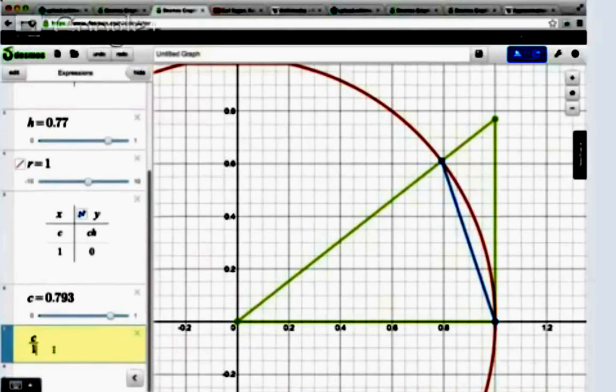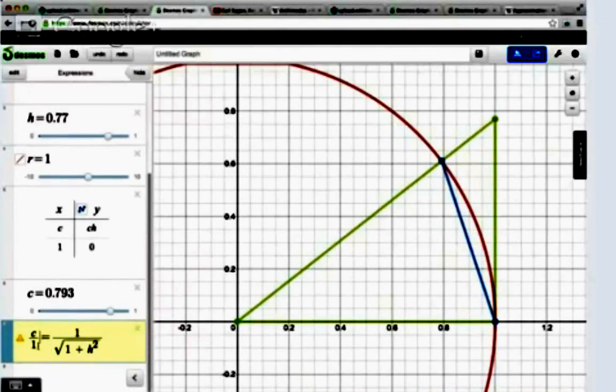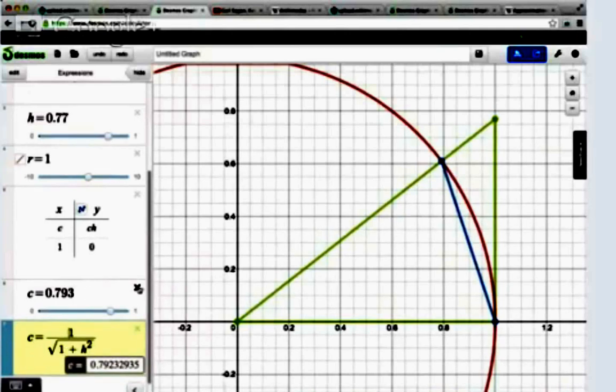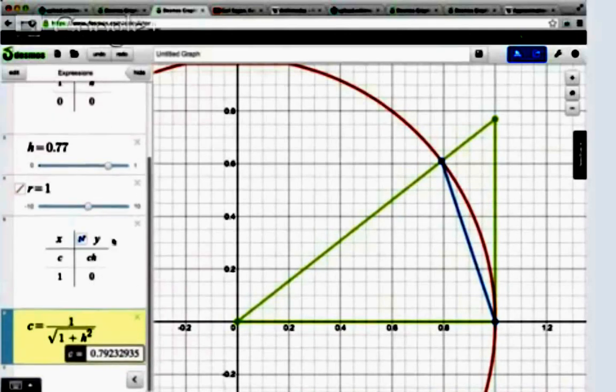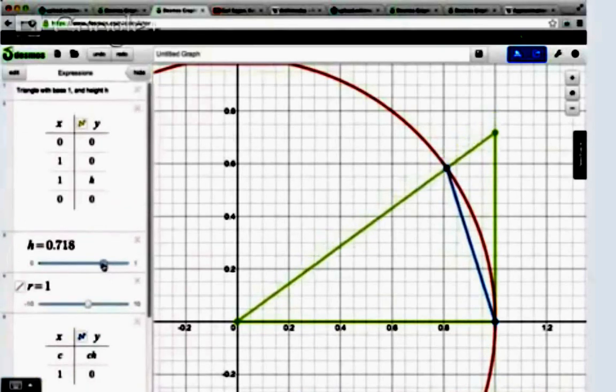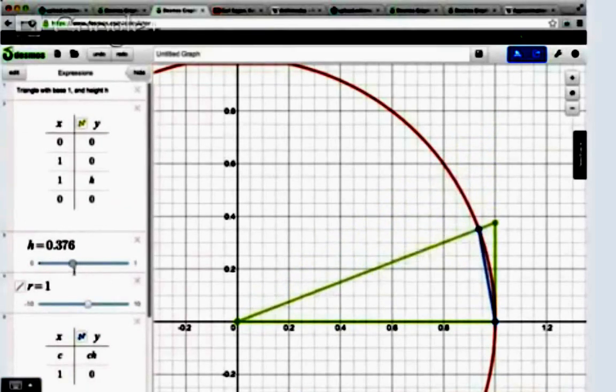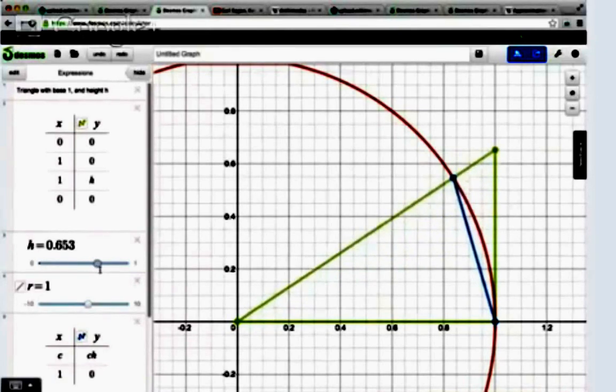c divided by the total base, 1, is equal to the distance along the hypotenuse, which is 1 because it's on the circle, divided by the total hypotenuse. Well, this is a right triangle, so a squared plus b squared: 1 plus h squared. So we can go ahead and get rid of that factor of 1. And now we've defined c in such a way that it will always be on our triangle, no matter what h is. So that's the first step for bisecting an angle.